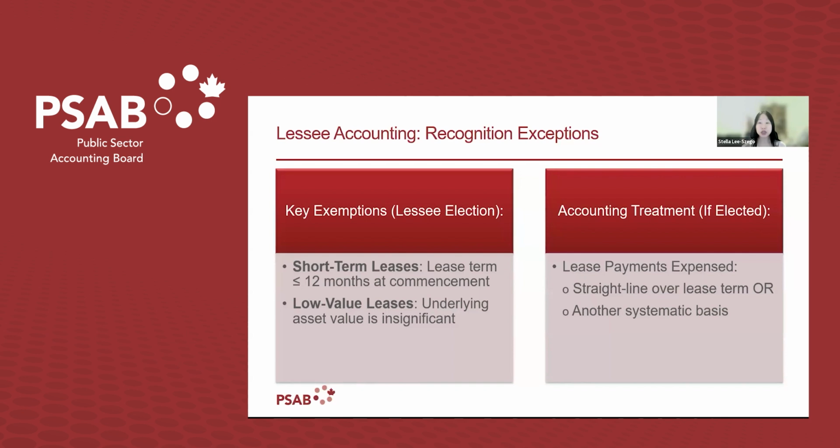Where an entity elects to use the exception for leases of low value, this can be made on a lease-by-lease basis. Examples of low-value underlying assets can include tablets, personal computers, small items of office furniture, and telephones. The accounting treatment for when the lessee does not apply the usual recognition and measurement requirements is that the lease payments are recognized as an expense either on a straight-line basis over the lease term or on another systematic basis.